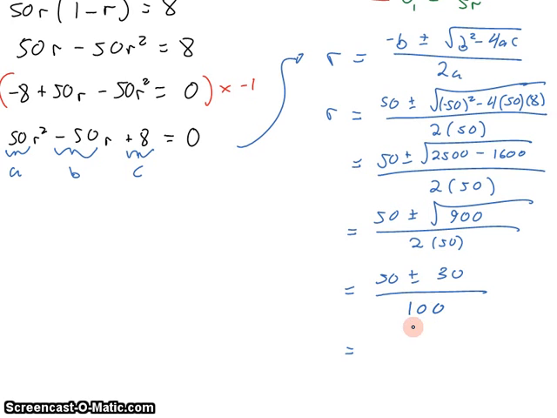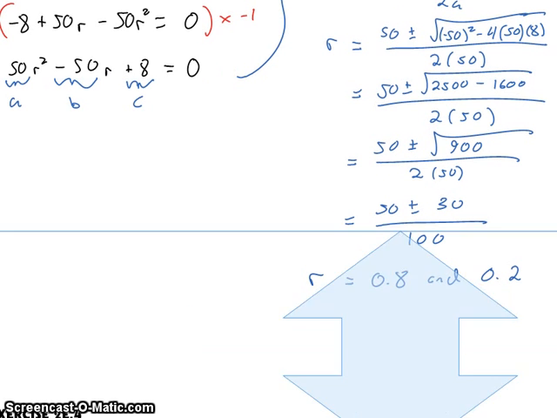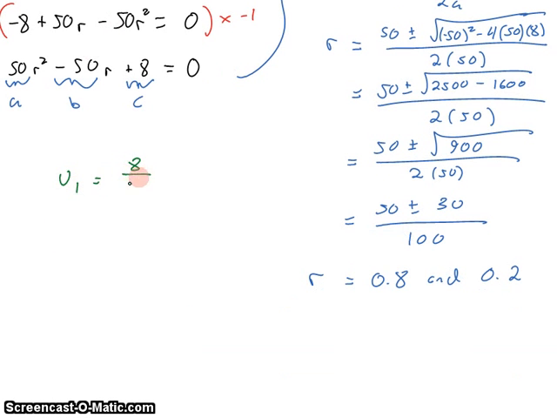All right, so what do we have? We have two solutions. We have 50 plus 30 is 80, divided by 100 is 0.8. And 50 take 30 is 20, divided by 100. That's 0.2. So r is equal to both 0.8 and 0.2. That's my two solutions. This means I'm going to have two different first terms based on which r I choose. Now remember, we already determined that the first term u1 is 8 on 5r. So let's let r be equal to 0.8, and let's let r be equal to 0.2. And I'll get two different answers for the first term based on the value for r.